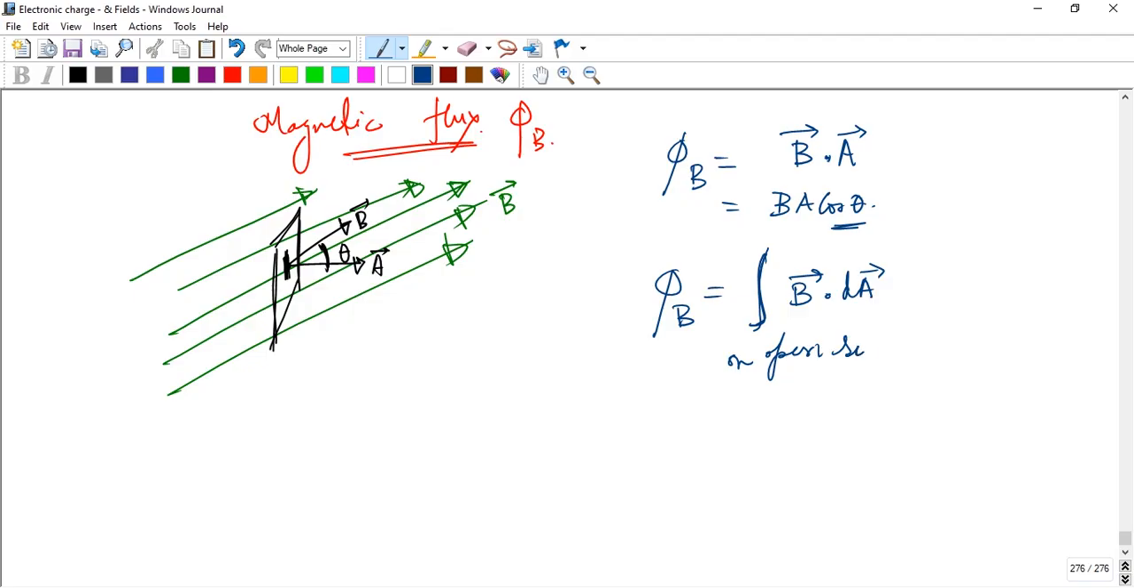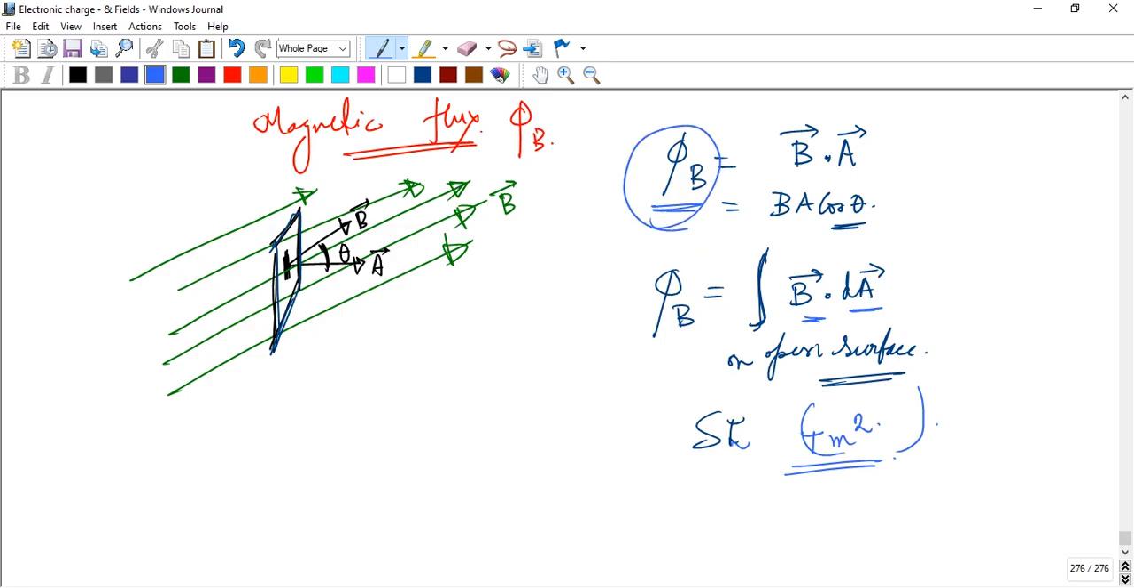an open surface. Okay, the surface is open, not closed. In case of electric field, the surface is closed, but here it is an open surface. So the SI unit of the magnetic flux: B we know is Tesla, A is the area, so that's Tesla meter square. That's the SI unit of the magnetic flux.